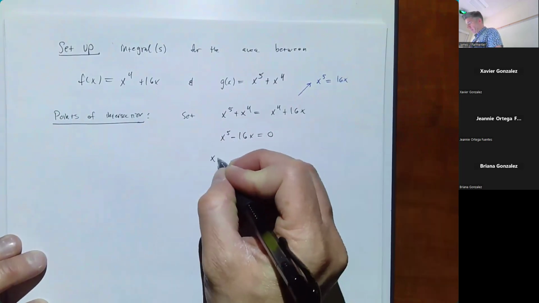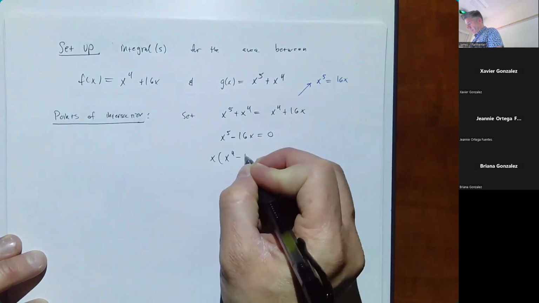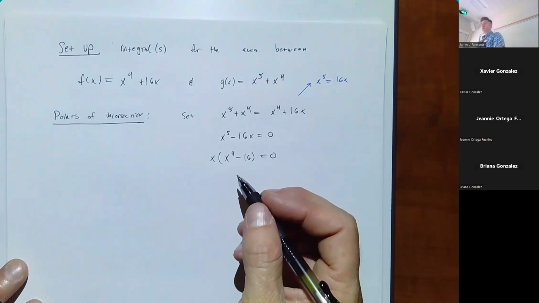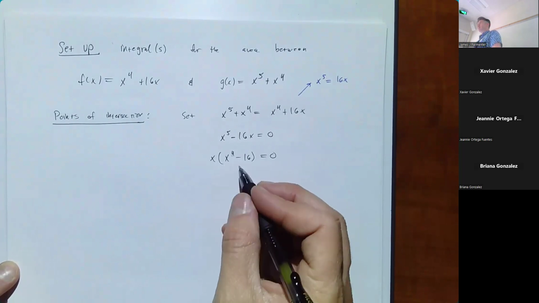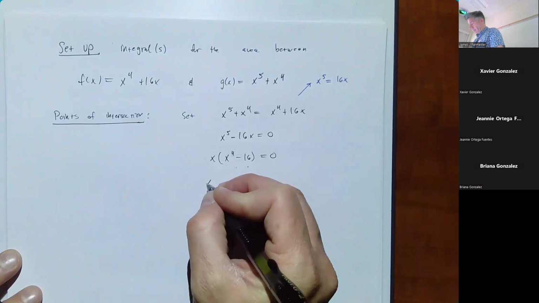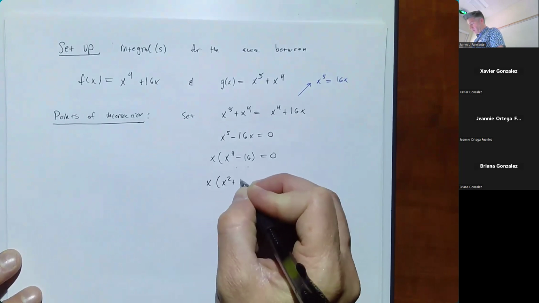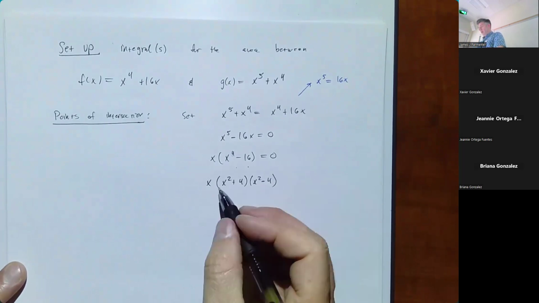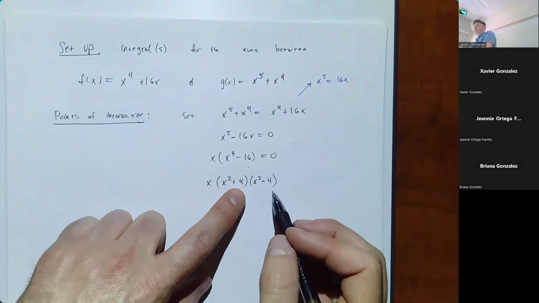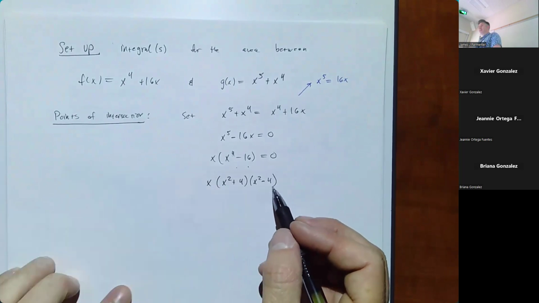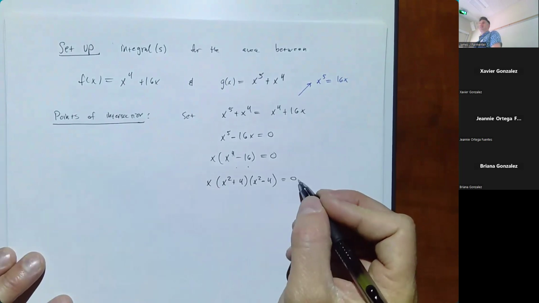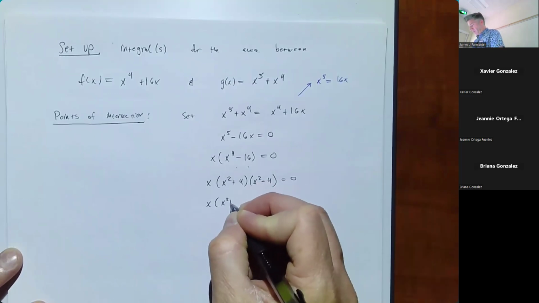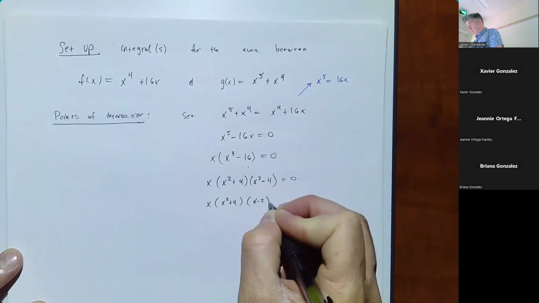So I can factor out an x to the fourth minus 16. I can definitely factor x to the fourth minus 16. It's a difference of squares. It's really x squared squared minus 4 squared. So that's going to factor as x squared plus 4 times x squared minus 4. And if you multiply that out, oh yeah, you get x to the fourth, the middle terms cancel, minus 16. And then x squared minus 4 factors as the difference of squares again. So you get x times x squared plus 4 times x minus 2 times x plus 2.